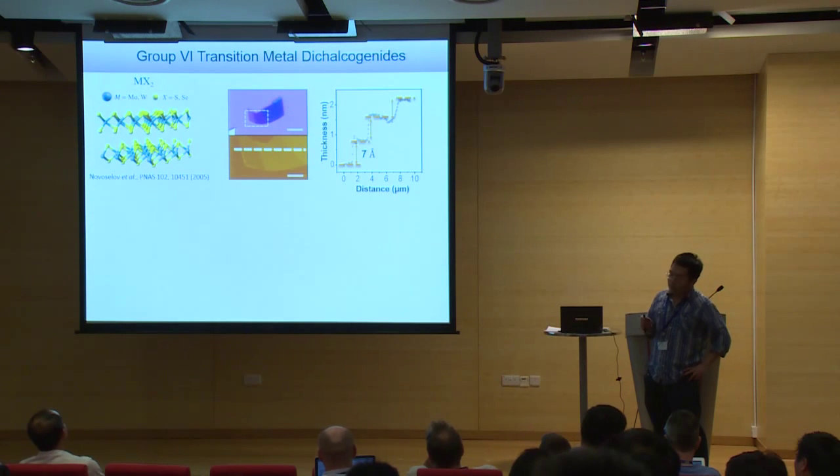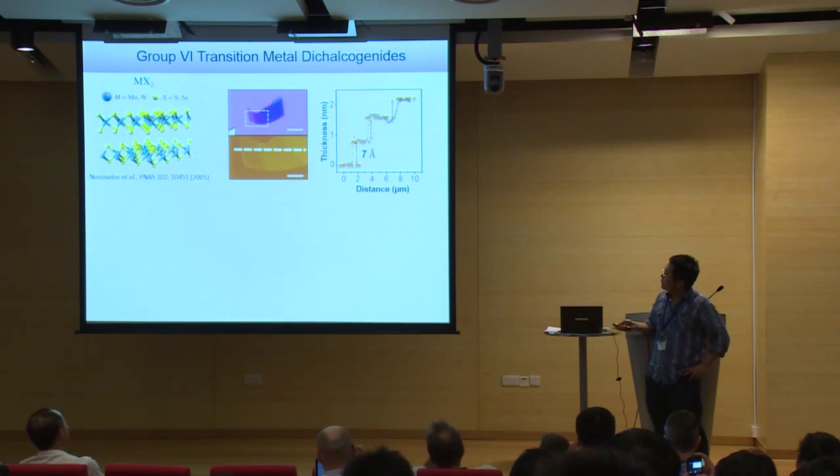The top is an optical microscope image of thin film MoSe2. I want to show you there's a monolayer, a two layer, and a trilayer. We can tell the layer thickness by the optical contrast. The bottom one is the atomic force microscope image. If we take a line cut, we can tell each layer is about 7 angstroms.